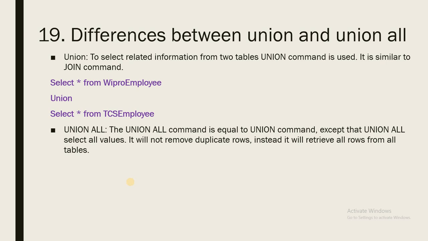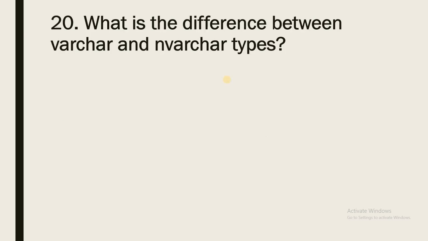The syntax is very similar. Select star from Wipro employees, union all, select star from TCS employees. So this is the difference: here we are using union all, and there we are using only union. The syntax is the same.